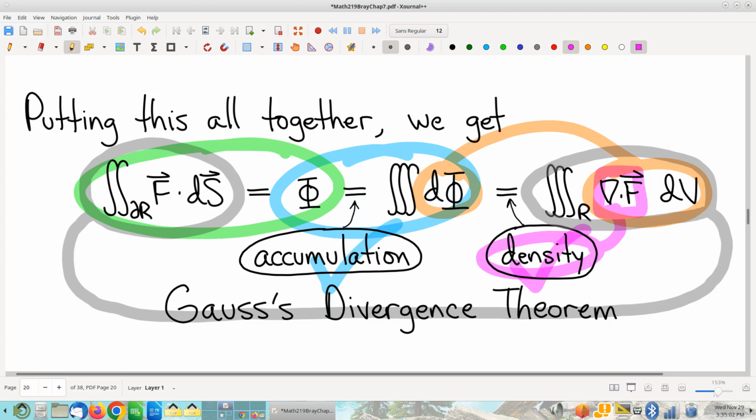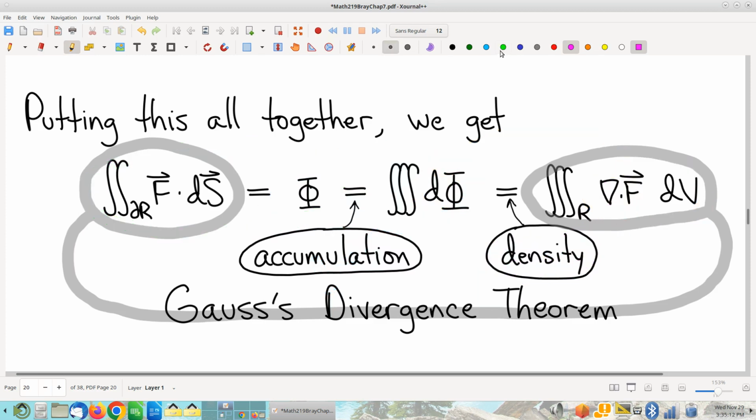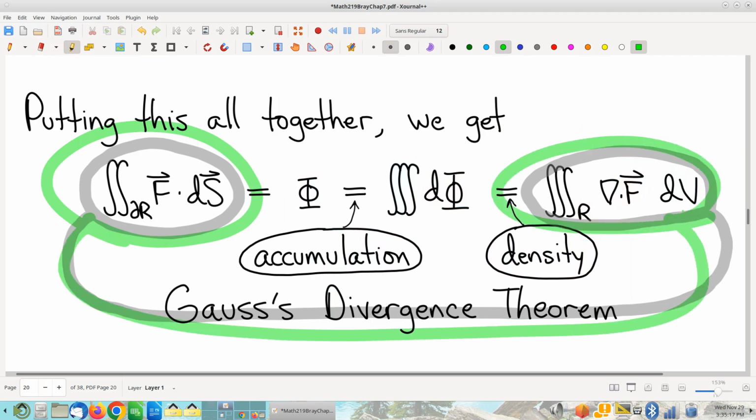And so having taken these three separate observations and putting them together like this, what we have is a new theorem that says that if you want to compute a boundary flux, one thing you can do instead is to just take a triple integral over the interior of the divergence of the vector field. Everybody happy? All right, so this is called Gauss's divergence theorem.